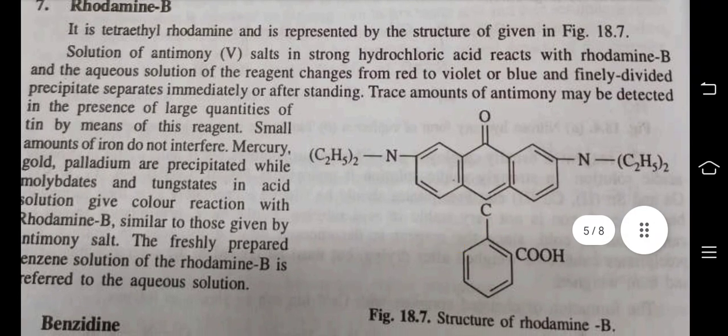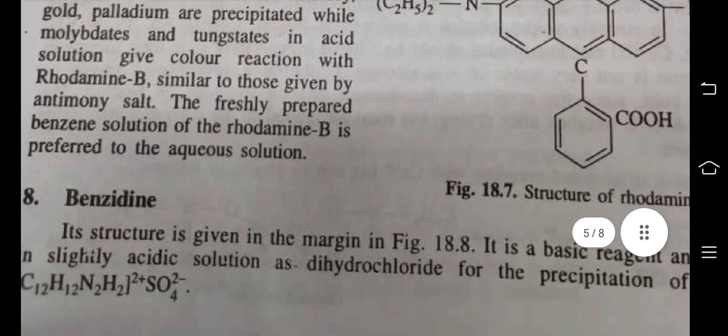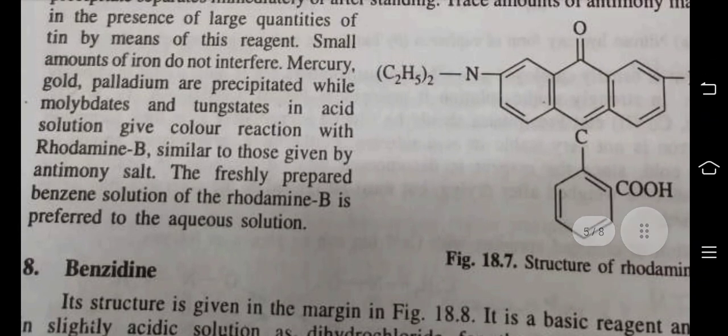A solution of antimony salt in strong HCl reacts with rhodamine B, and the aqueous solution of the reagent changes from red to violet or blue and finally divided. Precipitate separates immediately or after standing. Trace amounts of antimony may be detected in the presence of large quantities of tin by means of this reagent. Small amounts of iron do not interfere.